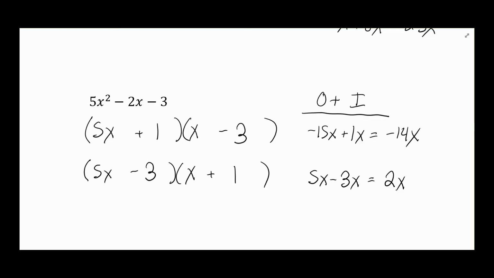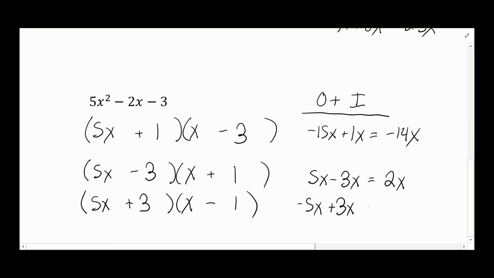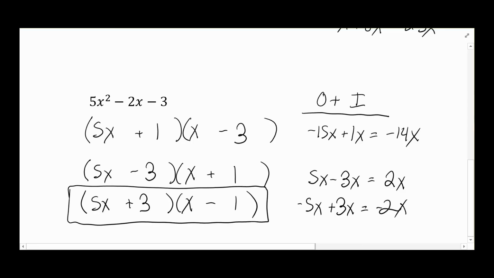I wanted -2x. I got +2x. The beauty here, though, if all that's messed up is the sign, then you know how to revise. We revise by flip-flopping the signs. So instead of -3, let's make that +3. Instead of +1, let's make it -1. Now my O is -5x, my I is +3x. That gets me the -2x that I wanted. Now I'm happy. Now I've factored correctly. And so that shows the revision steps, how we revise.